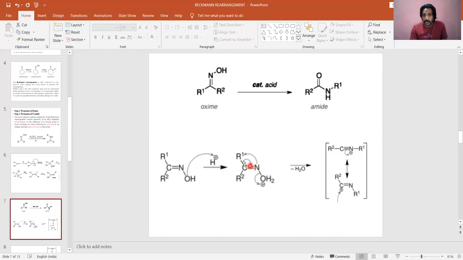Now the group present on carbon, there are two groups, R1 and R2. Normally the group which is anti to the earlier hydroxyl group, that we can see here as R1, will be shifted to nitrogen. This is the trend. The group which is anti to the hydroxyl group of the oxime will be shifted to nitrogen. What kind of nitrogen? Electron deficient nitrogen. That means R1 will be coming over to nitrogen.